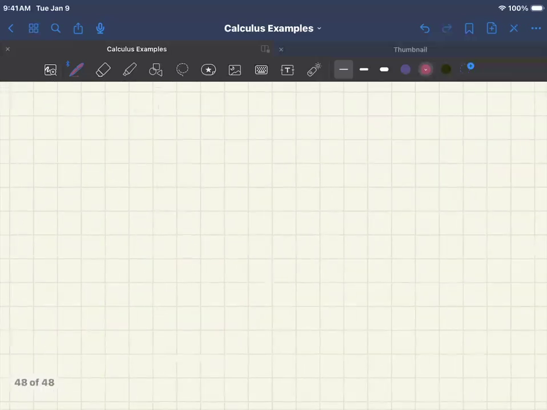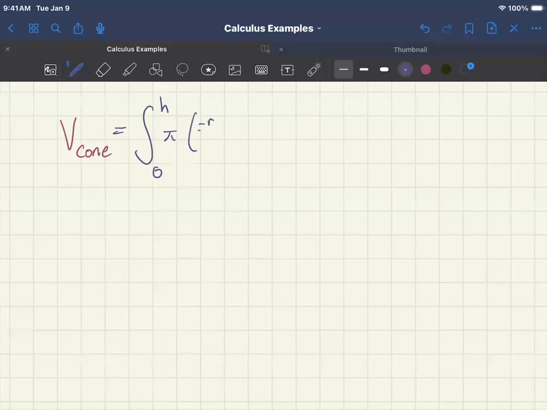So the volume of our cone, all right, I'm going to go back to a darker color here, is going to be, we are going from 0 to h because we're along the x-axis. And then we are going to pop in that equation, negative r over h x plus r, squared, dx. And now all we need to do is integrate. And I say all we need to do, but this is going to take a little bit of time.